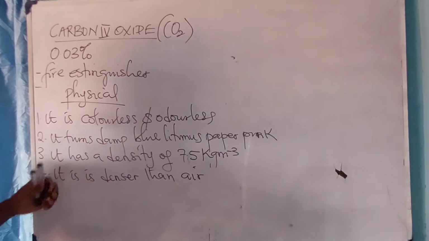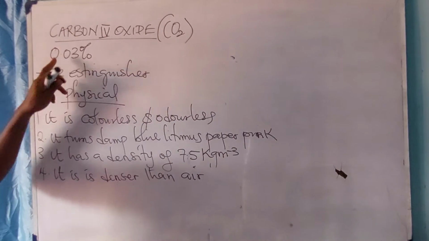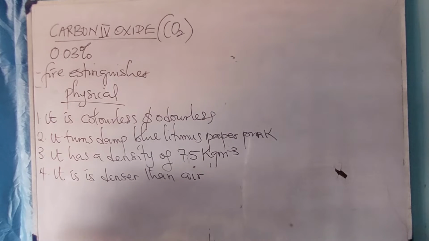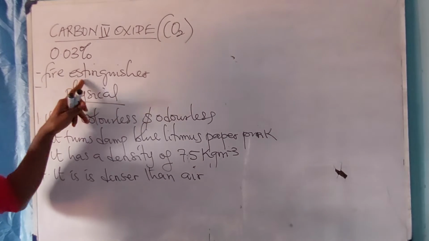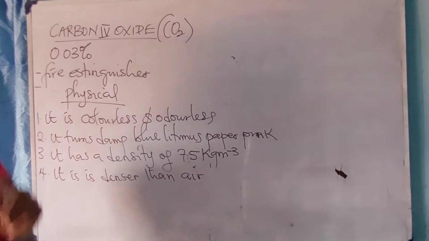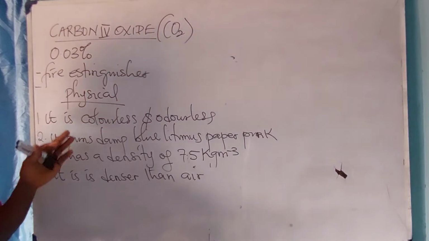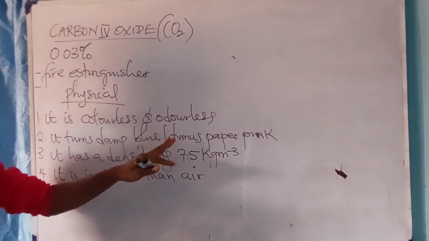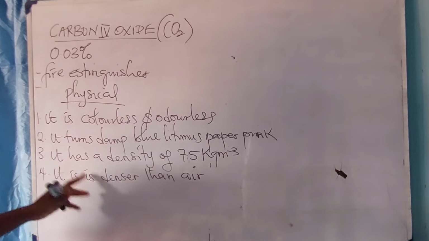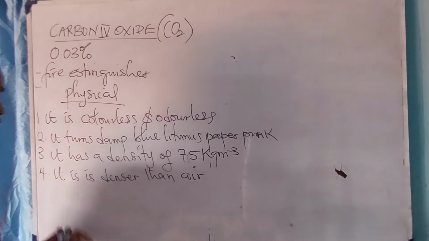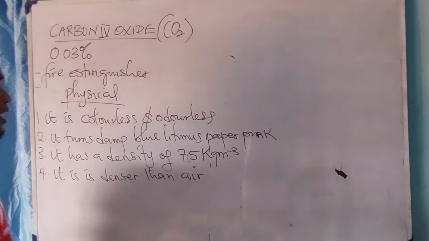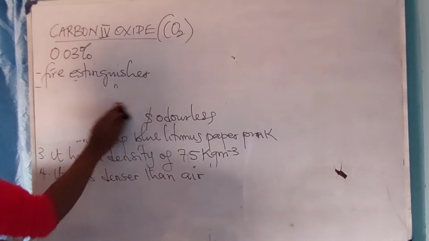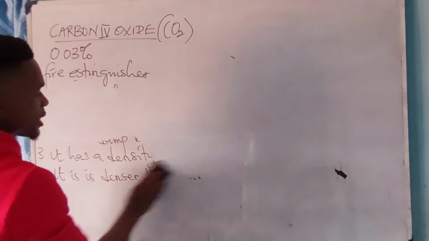So these are the features of carbon 4 oxide. It is 0.03% by volume in the atmosphere. It is used as a fire extinguisher because it doesn't support combustion. Its physical properties include that it is colorless and odorless, it turns damp blue litmus paper pink, it has a density of 7.5, and it is denser than air.